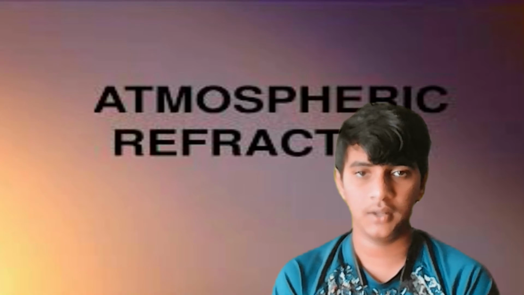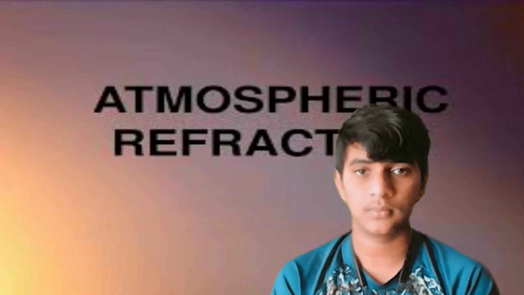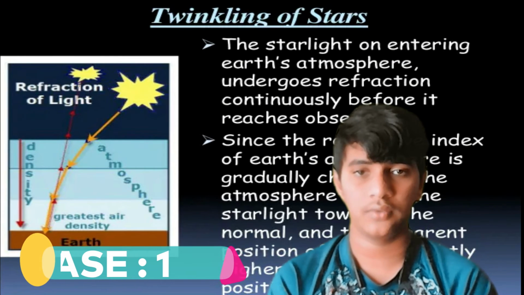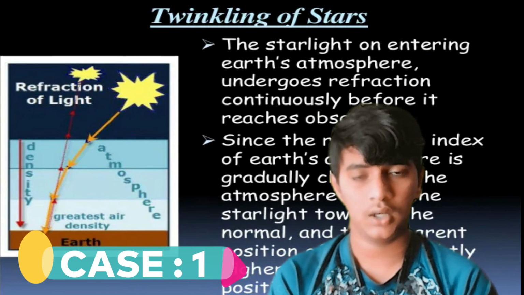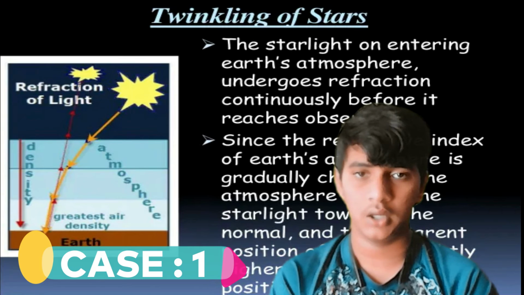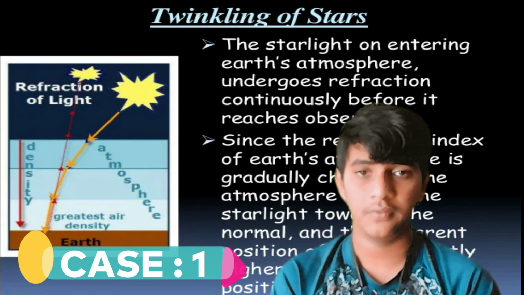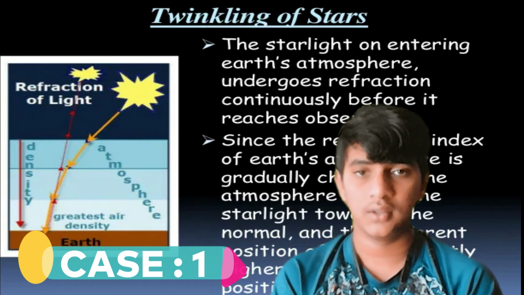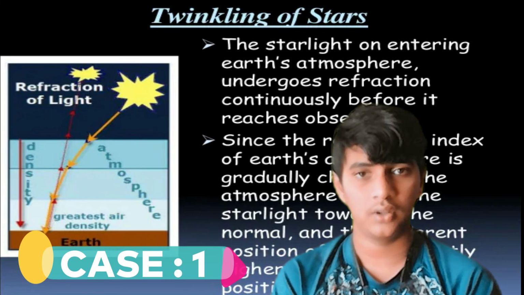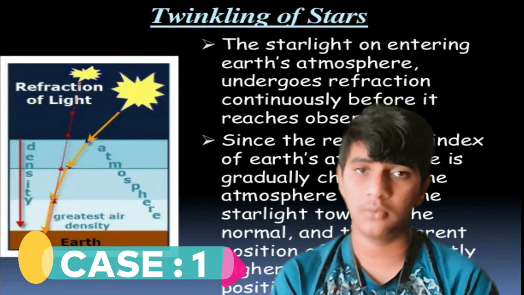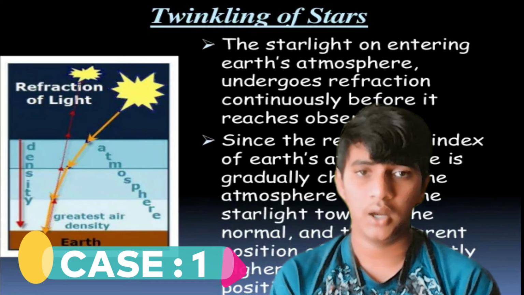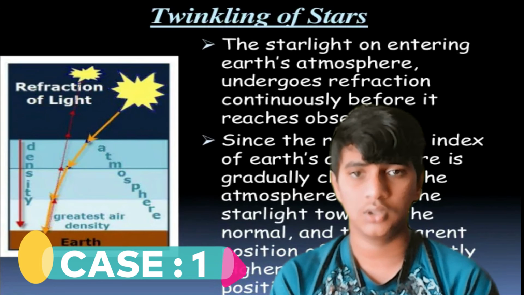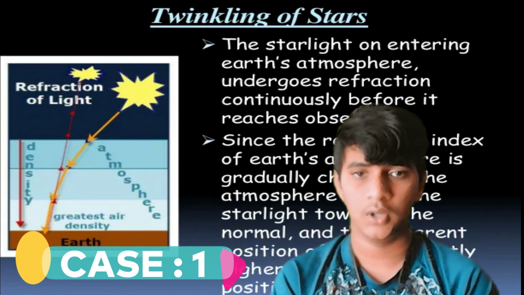Now let's see about atmospheric refraction. Case 1 is the twinkling of stars. The starlight on entering Earth's atmosphere undergoes refraction continuously before it reaches the observer. Since the refractive index of Earth's atmosphere is gradually changing, the atmosphere bends the starlight towards the normal, and the apparent position of the star is slightly higher than the actual position.